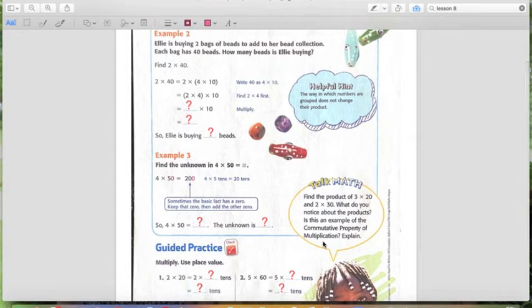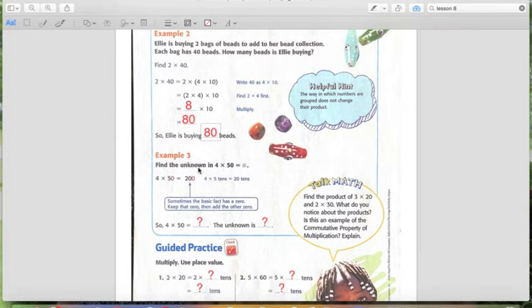Example 2. Ellie is buying 2 bags of beads to add to her bead collection. Each bag has 40 beads. How many beads is Ellie buying? So she has 2 bags, and in each bag there are 40 beads. The problem is 2 times 40. 2 times 40 is the same thing as saying 2 times 4 times 10. 4 times 10 is 40, right? So 2 times 4 is 8, and 8 times 10 is 80. So Ellie is buying 80 beads.